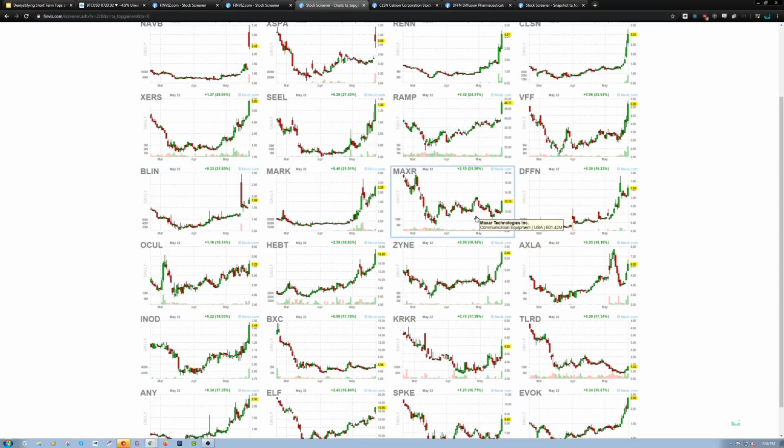Maxer here had a nice push off of $10 on Friday, and it's coming into this $12 area resistance. So if it takes that out, it could see a continuation move up to like 14 or 16.